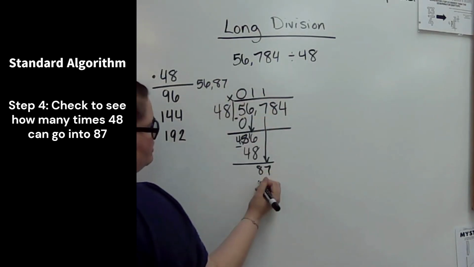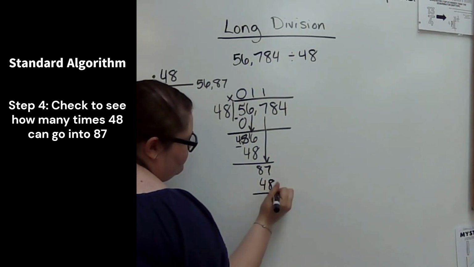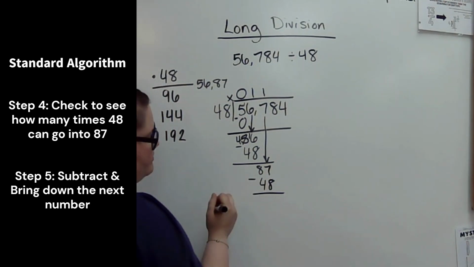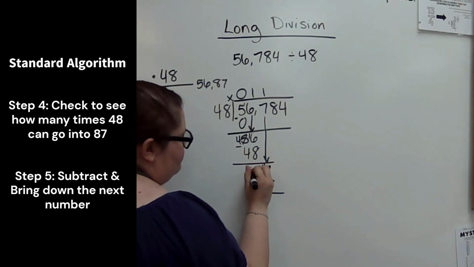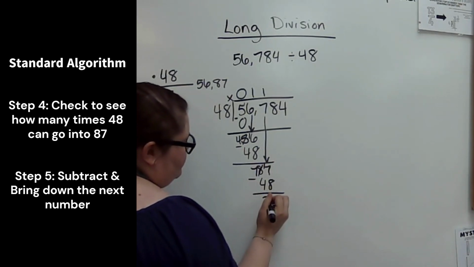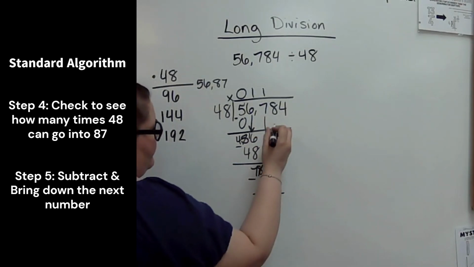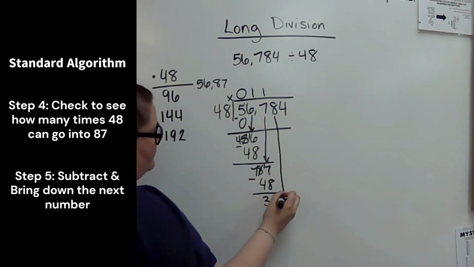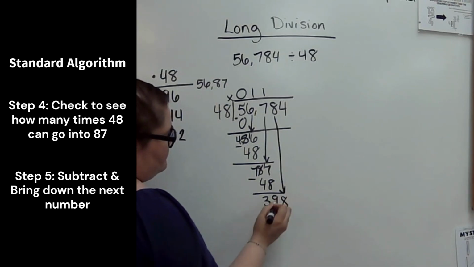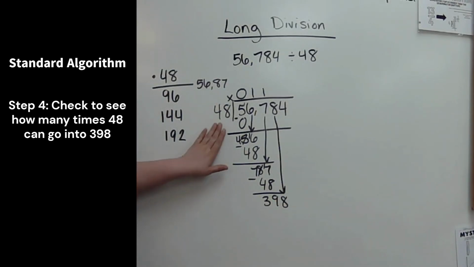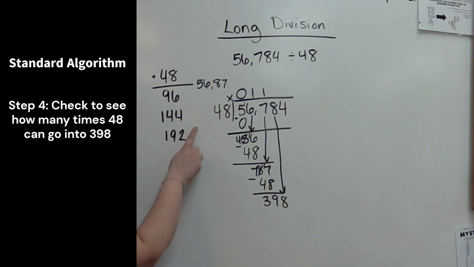48 times 1 is 48. I'm going to subtract. I have to regroup again. And I'm going to bring down my next number. Now I need to see if 48 can go into 398. So I'm going to come back to my multiples list and I'm going to keep adding 48.